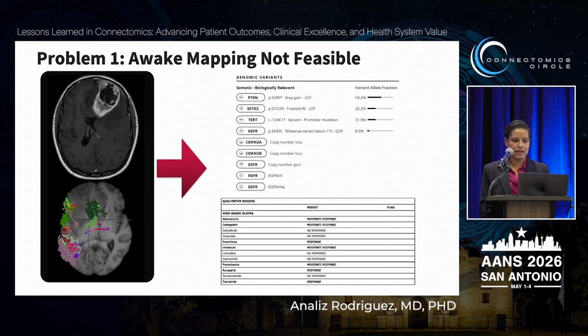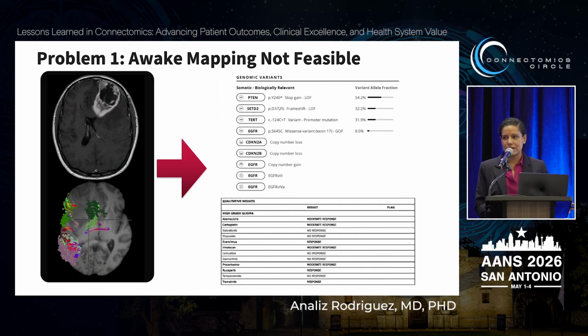So these are some problems that you can encounter as a tumor neurosurgeon and how this platform can help you. So problem number one, awake mapping is not feasible. So this is common. A patient comes in, a large left frontal tumor or left temporal tumor.